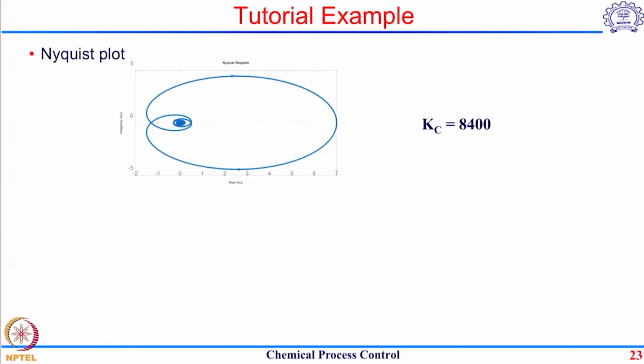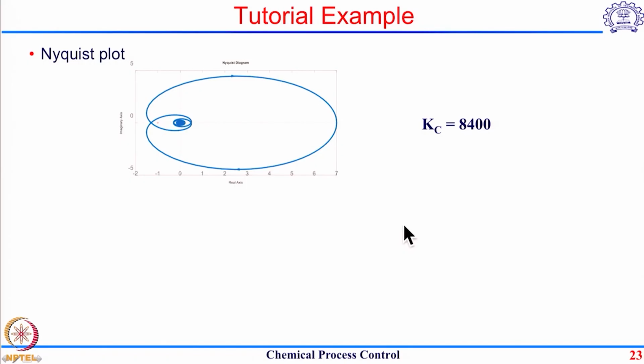When we move to the Nyquist plot, even though we consider any gain which is less than the stability limit, which in this case is 8400, you will see that it is encircling the point minus 1. So, the frequency domain analysis is correctly pointing out that this particular controller gain is unstable.